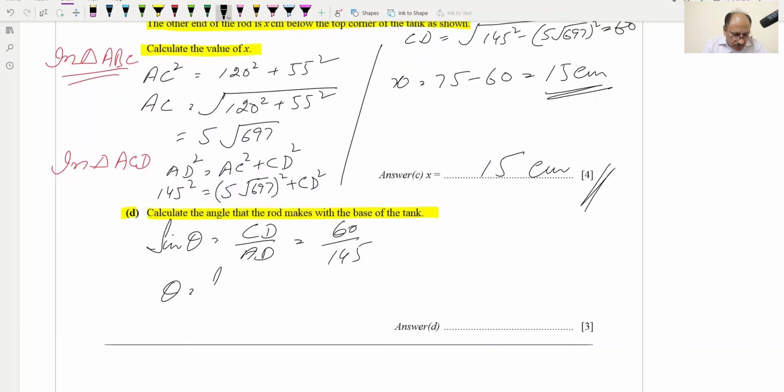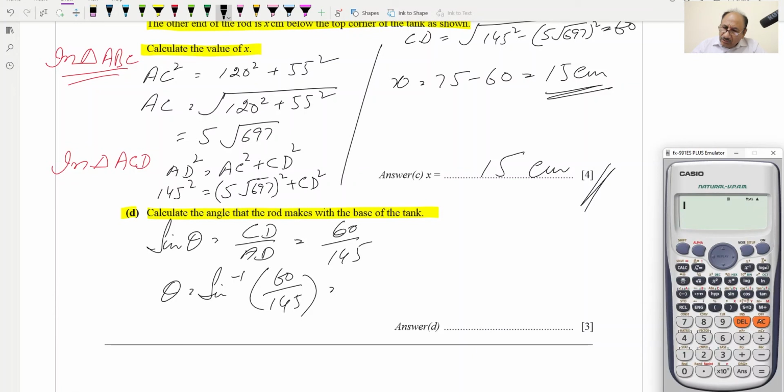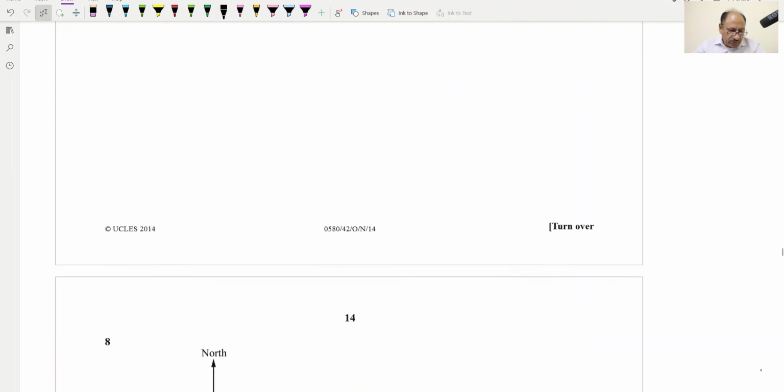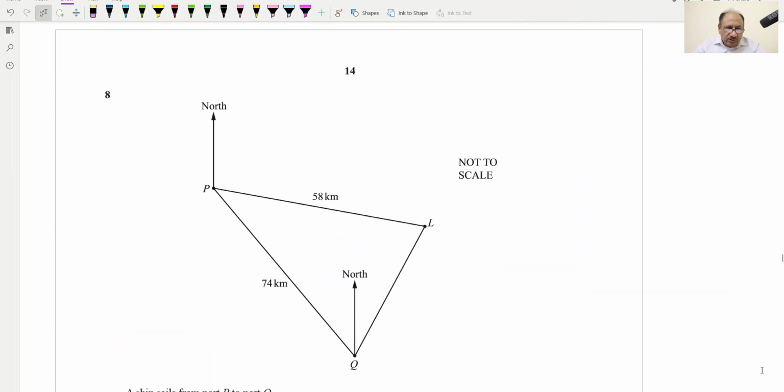So theta will be equal to sine inverse of 60 over 145, and we can solve this. Your calculator should be in degree mode, so shift sine of 60 over 145, and this will be equal to 24.44 degrees. This will be in degrees, and this is a 3 marks question which we are done. Hopefully you understood this.